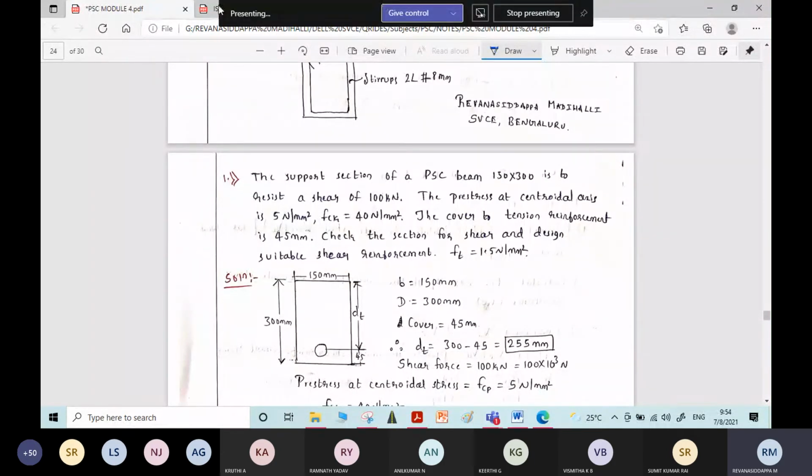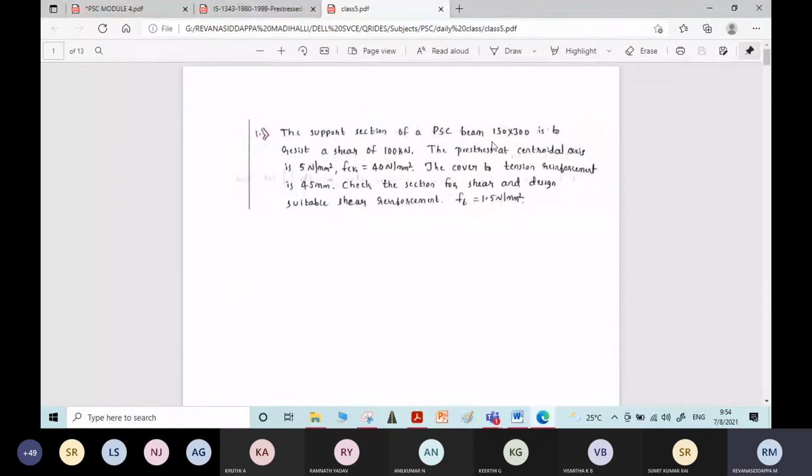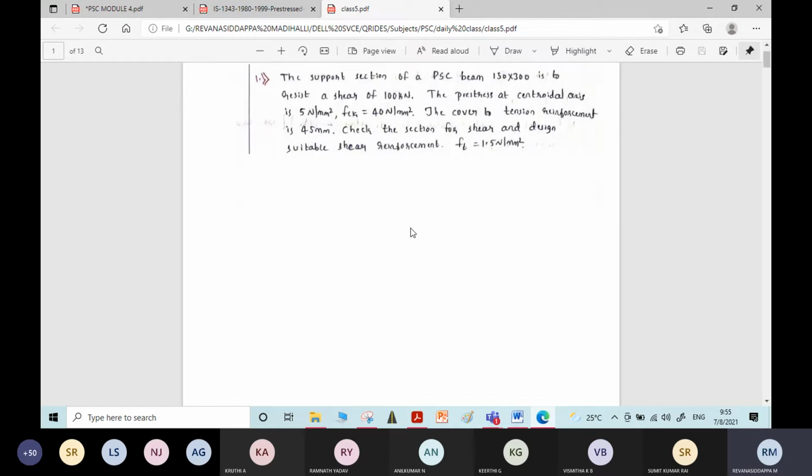The support section of a PSC beam, 150 by 300, is to resist a shear of 100 kilonewton. The pre-stress at the centroidal axis is given as 5 Newton per mm square. Pre-stress at the centroidal axis means fcp, that formula I have shown now. fck is given as 40 Newton per mm square. The cover to tension reinforcement is given. Check the section for shear and design suitable shear reinforcement. And ft is also given as 1.5 Newton per mm square.